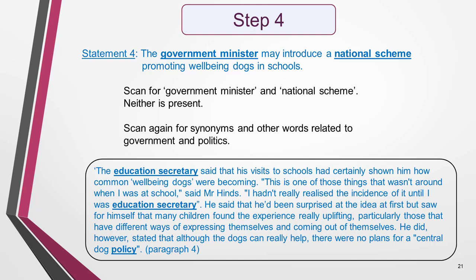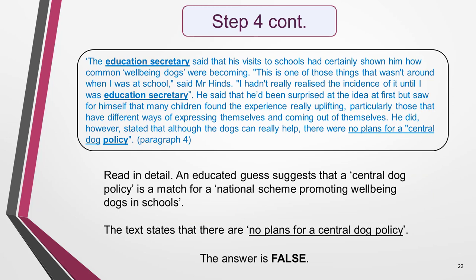And in the final sentence, I also spot the word policy. It doesn't matter if I don't understand what this word means. All that matters is that I can work out from the context of the sentence that this word is probably relevant and indicates where the answer is located. I make an educated guess that a central dog policy is a match for a national scheme for promoting well-being dogs in schools, and I reread the sentence to find my answer. The sentence states that there are no plans for a central dog policy, so the answer is false.